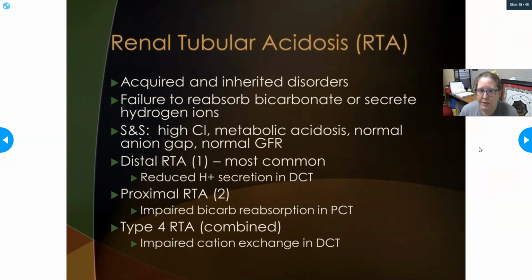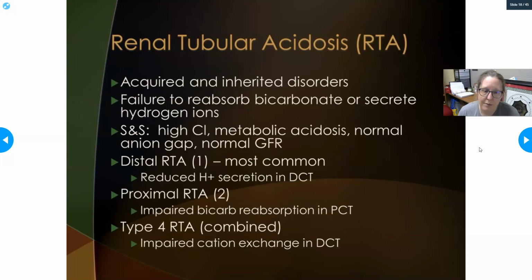Next is renal tubular acidosis. It can be acquired or from inherited disorders. It is a failure to reabsorb bicarbonate or to secrete hydrogen ions, so that acid-base balance of the blood is disturbed. The signs and symptoms of RTA are going to be high chloride, metabolic acidosis with a normal anion gap, and a normal glomerular filtration rate.